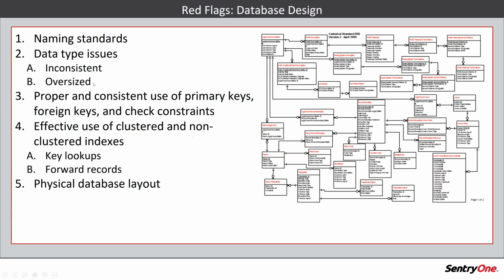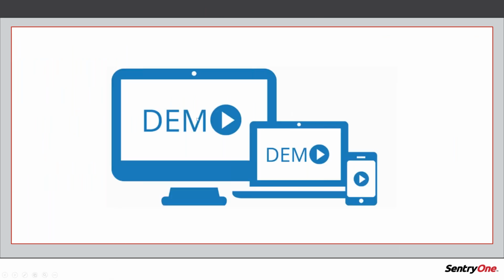So let's get to the technology, and let's start with red flags that we see right off the bat on database design. I'm going to talk about naming standards and why that can be an issue. Data type issues are a huge problem when people don't really know much about the back-end database. Then consistent use of primary keys, foreign keys, check constraints. This can have a very powerful impact on performance, as well as how clustered and non-clustered indexes are created, or, as is often the case, not created. So let's jump into that and start doing some demo.